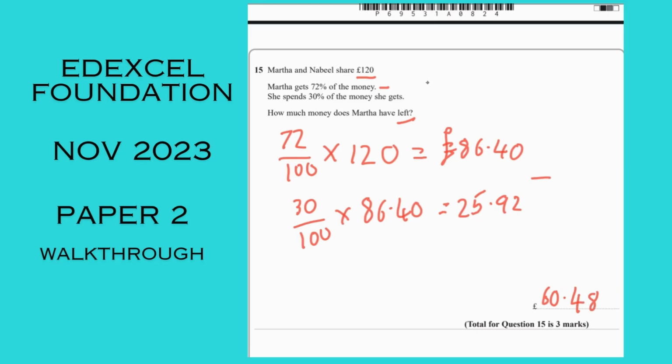Obviously, there was a quicker way than that. Could have used multipliers, as in 0.72, depends on your strengths. Could have gone the quick way here, and instead of saying someone spent 30%, could have gone for the fact that she was left with 70%. But either way, as long as you get the right answer, it's all good.